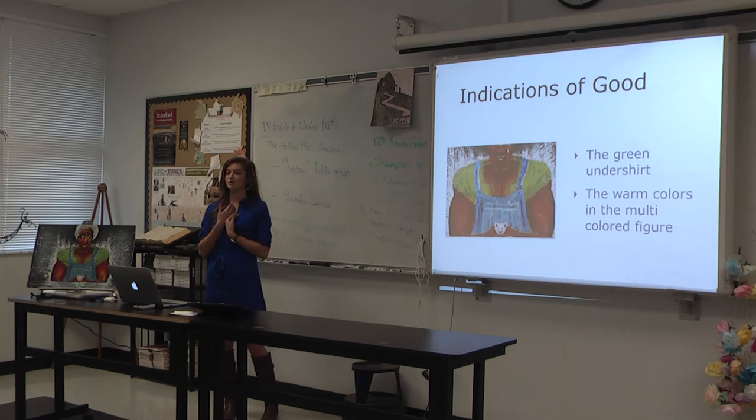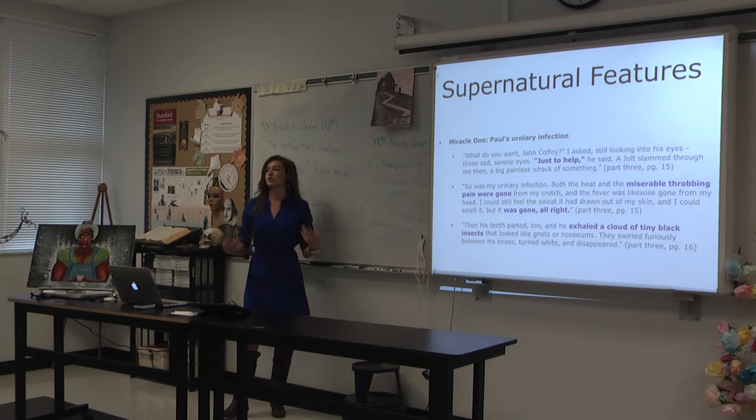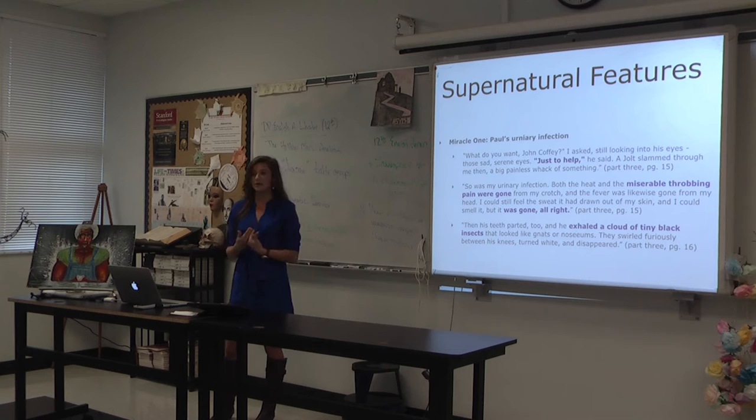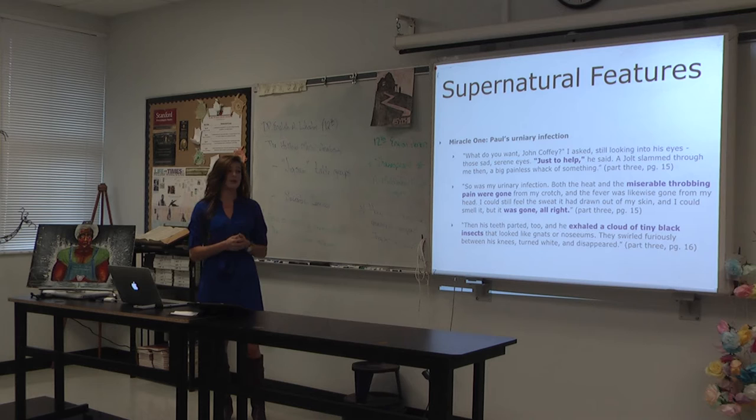We first find out that John has these supernatural features or this magical power when he cures Paul's urinary infection. He's very demanding to Paul. He's like, "Boss, you must come here. I need to heal you." And we know that this power is good because he says, "I just want to help." Also, we know that he's able to heal because he repeats "gone" twice. He says, "Pain were gone. It was gone, all right."